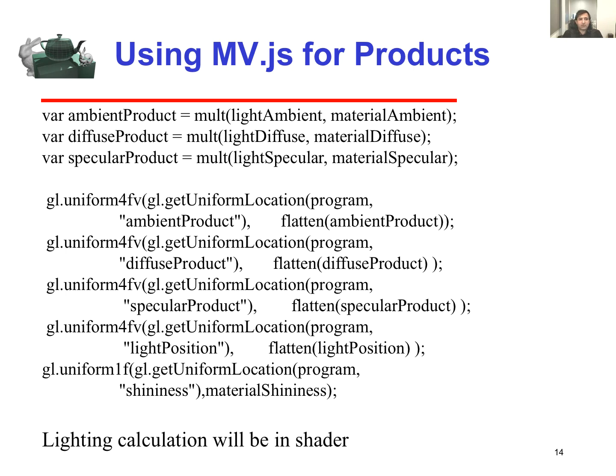We send them over as uniforms with the function uniform4fv that we have seen before. We are sending the ambient product, diffuse product, specular product, light position, and material shininess. Lighting calculation for this project is done in the vertex shader.